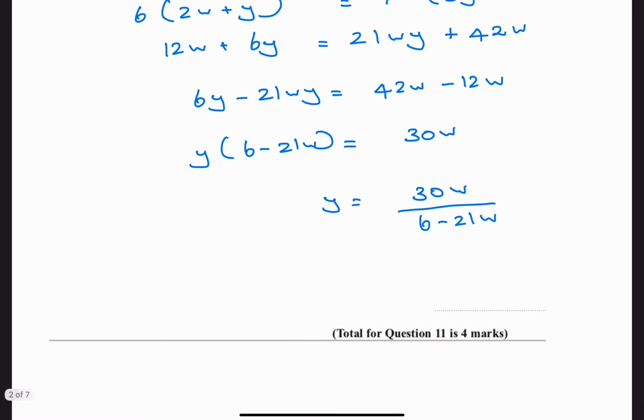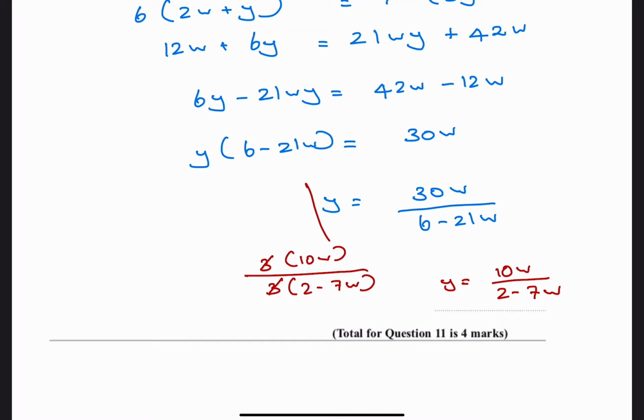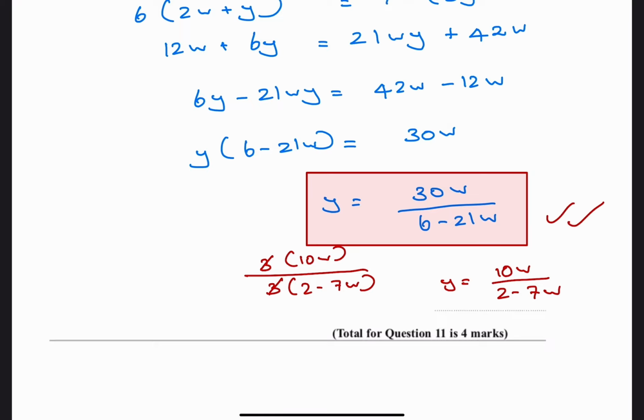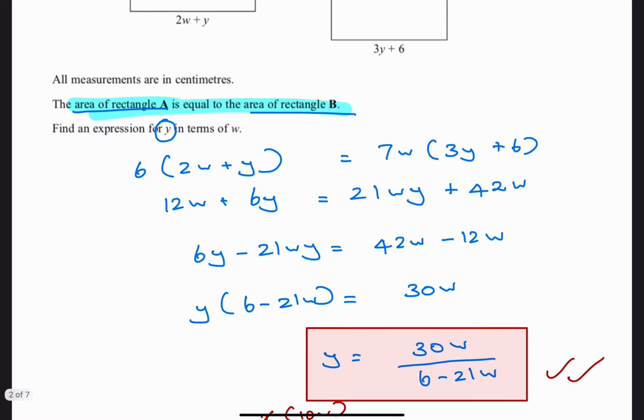If you wanted to simplify the whole thing, you could take 3 outside, so that makes it 10w. We take a 3 outside of that, that makes it 2 minus 7w. 3 and 3 can cancel. So technically speaking, y is equal to 10w over (2 minus 7w). Okay, but the previous answer would be more than good enough. You don't worry about simplifying it. Cool.